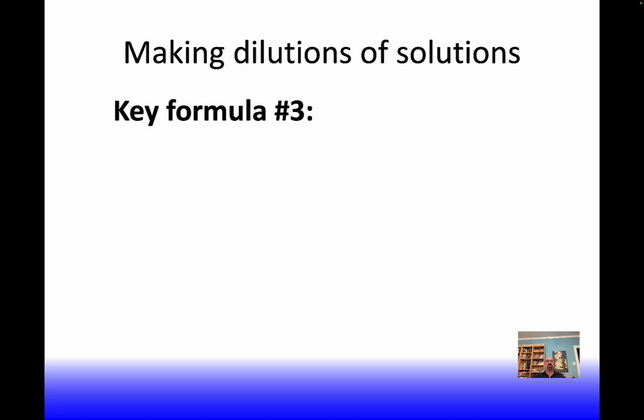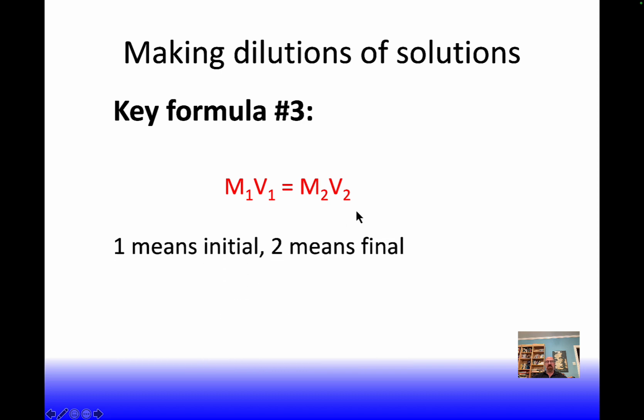Now, dilutions. This is key formula number 3. Again, I would write this at the top of your 15.2 worksheet. It's called M1V1 equals M2V2. M is molarity, V is volume. The 1 means initial, the 2 means final.